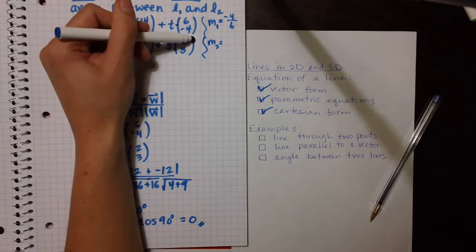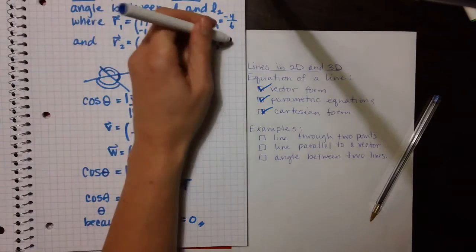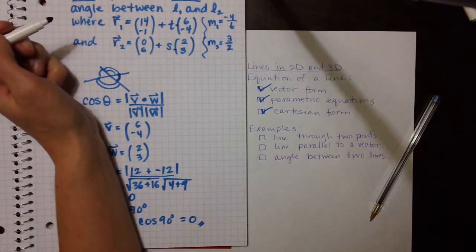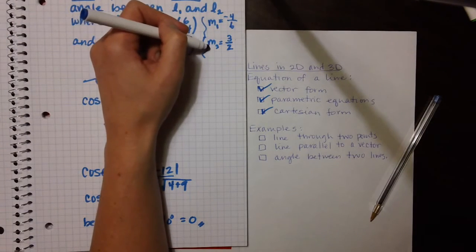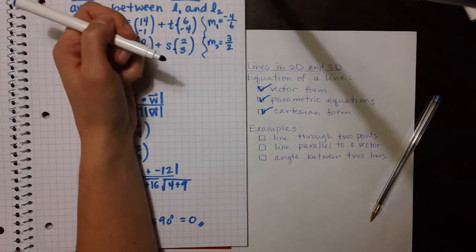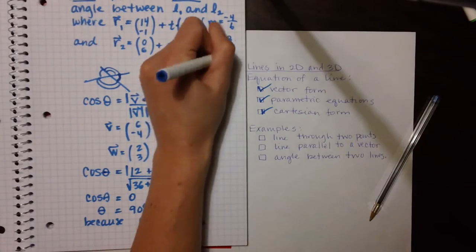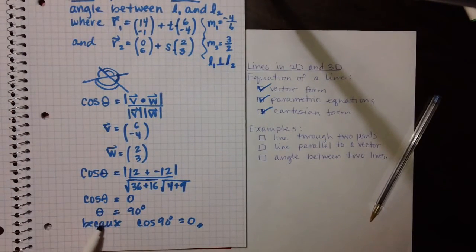The slope of the second line, this is how far we go over. We go 2 over and 3 up. So the slope, the rise, 3 over the run, 2 is 3 over 2. And if we look at these, we'll see that the slope of line 1 and the slope of line 2 are negative reciprocals of each other. So we know that L1 is perpendicular to L2. And that's why when we calculate the angle between them, we got 90 degrees.